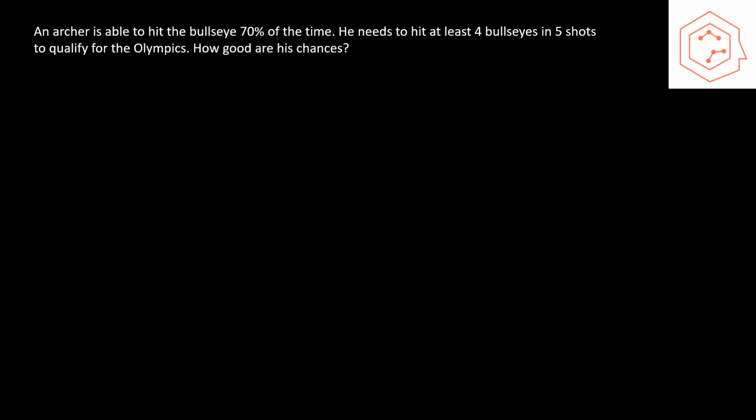So our next question has an archer that's able to hit the bullseye 70% of the time, and he needs to hit at least 4 bullseyes in 5 shots to qualify for the Olympics, and we want to see how good his chances are. So in this case, we're focusing on the event where he hits the bullseye. So our success in this case is hitting the bullseye, and that has a probability p equal to 0.7 or 70%.